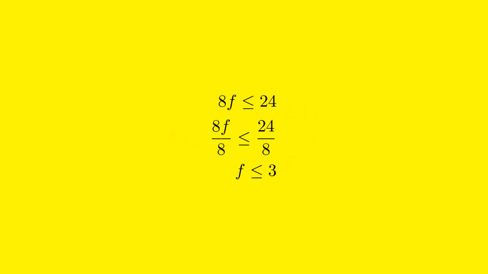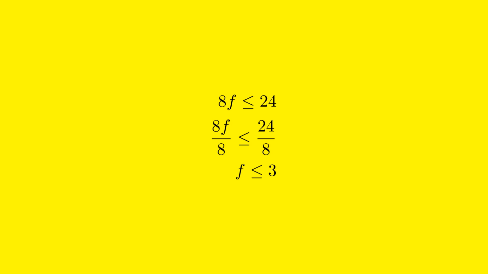Now we move on to step 2. Our inequality from step 1 is 8f is less than or equal to 24. To further isolate the variable f, we should divide both sides of the inequality by 8 because 8 is currently being multiplied by f. Dividing both sides by 8 helps us to solve for f. When we do this division, we must perform the same operation on both sides to keep the inequality balanced.